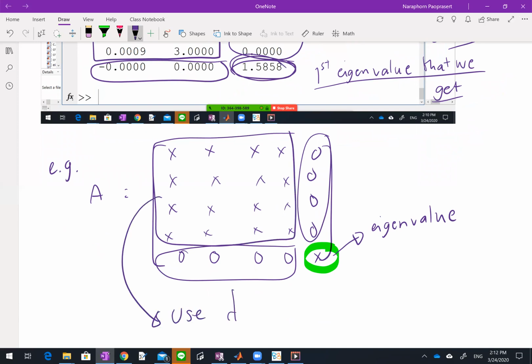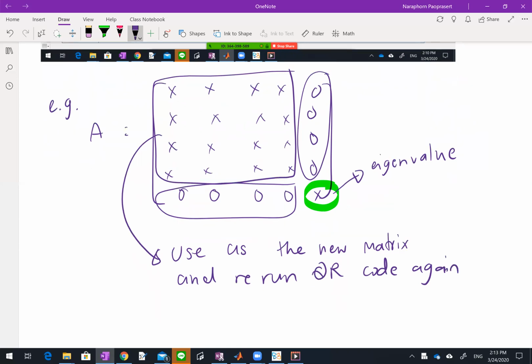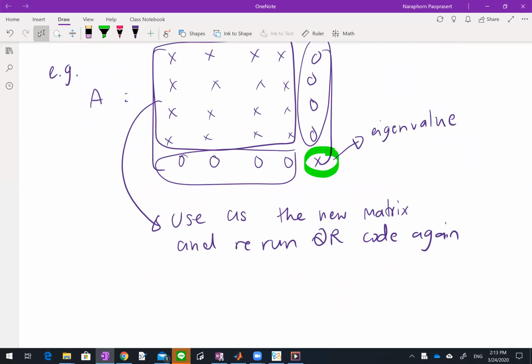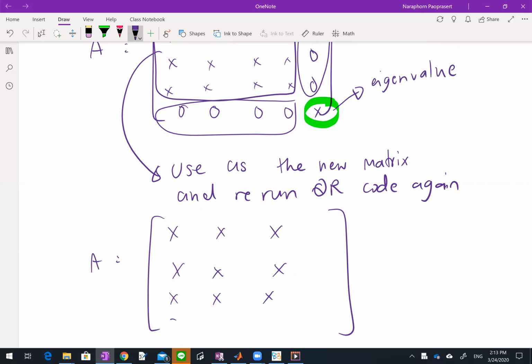And once you get the eigenvalue, the remaining 4 by 4 will be used as the new matrix and we rerun the QR code again. So we're going to use the remaining 4 by 4 to do QR again. And after you do QR again, you're going to get something that looks like that. So this is a 4 by 4. Now your size will be reduced by 1.